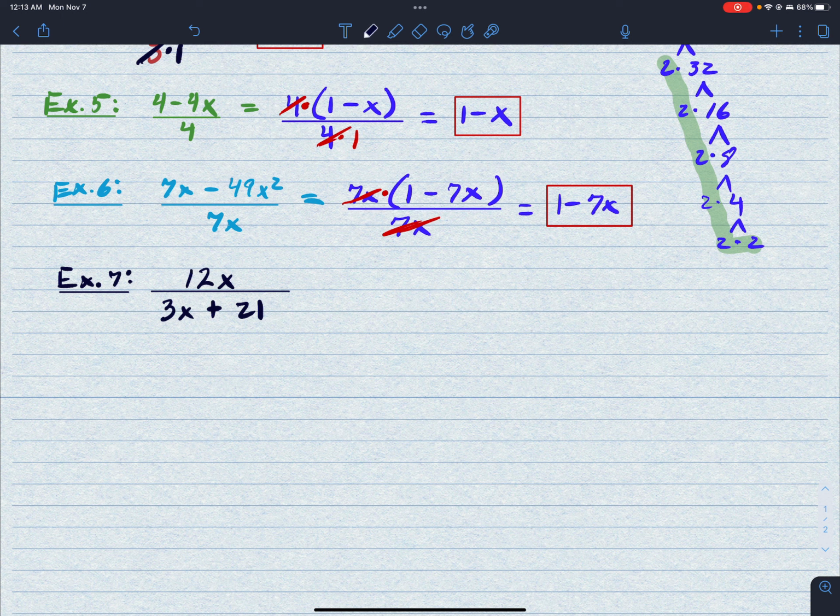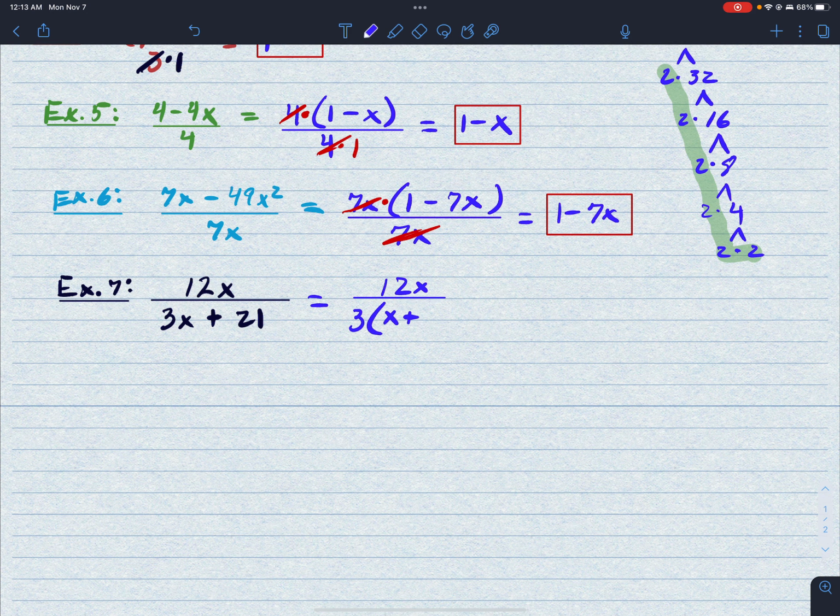And you'll see what I mean here in a second. So if I factor the bottom, I can't really factor the top, it's 12x. But on the bottom, I can take a 3 out. And what am I left with? I'm left with x plus 7. 3 times x is 3x, and 3 times 7 gives me the 21. So now, if I try to reduce, only a factor of 3 will reduce. The 3 goes into 3 once, and the 3 goes into 12 4 times. So I'm left with 4x on the top and x plus 7 on the bottom.